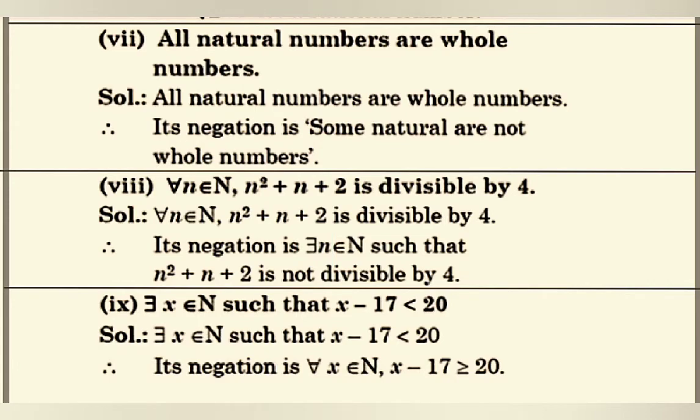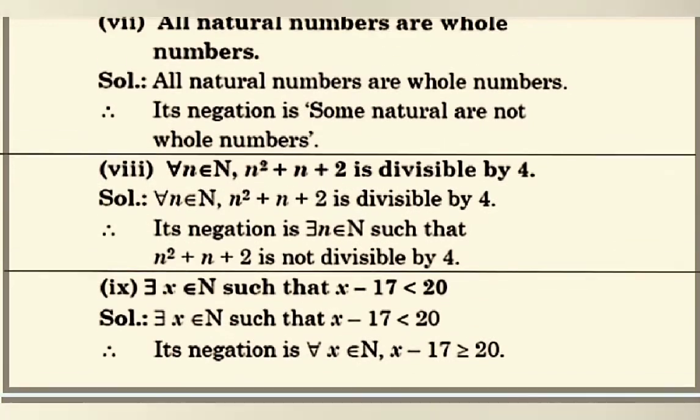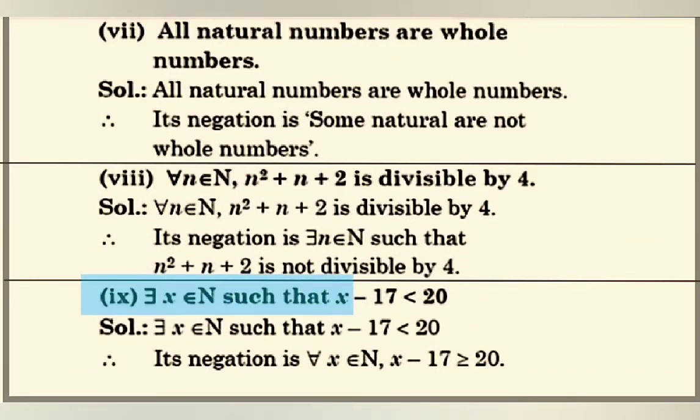Next is, there exists x belongs to N such that x minus 17 is less than 20. Solution: write down the statement as it is, and its negation is for all x belongs to N, x minus 17 is greater than or equal to 20.